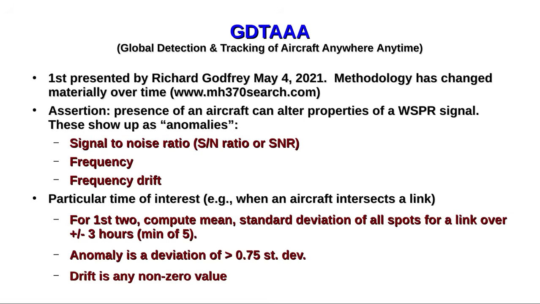For the first two types of anomalies, the procedure is to first select all spots between the transmitter and receiver within plus or minus 3 hours of the time of interest. A minimum of 5 is required. Second, compute the mean and standard deviation of the particular property. Third, an anomaly is a deviation of greater than 0.75 standard deviations, either plus or minus. A drift is any non-zero value. Drift is computed by the whisper decoding software and can be as large as 4 Hz per minute.